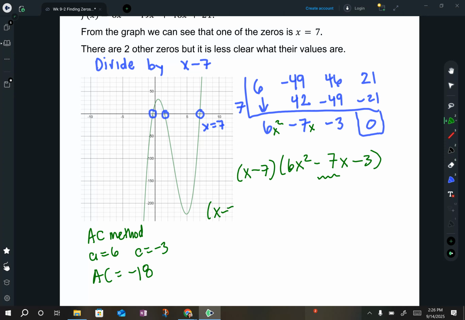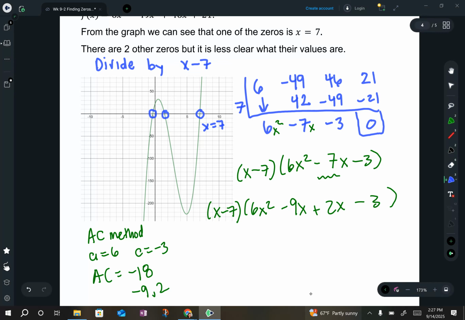So x minus 7, and then we rewrite this, 6x squared. So we're going to use negative 9 and positive 2. Minus 9x plus 2x minus 3. And if you have a different way that you'd like to factor quadratics with non-one leading coefficients, go ahead and use it. You don't have to use the AC method. All right, now we're going to group our terms. So we group, group, group, group. This gives us x minus 7.